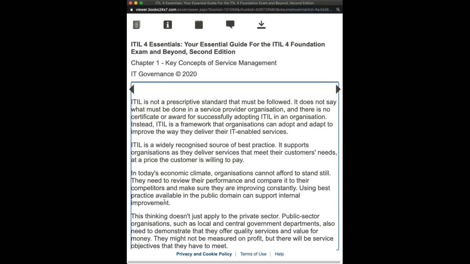Using best practice available in the public domain can support internal improvement. This thinking doesn't apply only to the private sector, but to the public sector as well. For a government agency, even though they don't make a profit, they do need to provide quality of service, as demanded by their citizens.